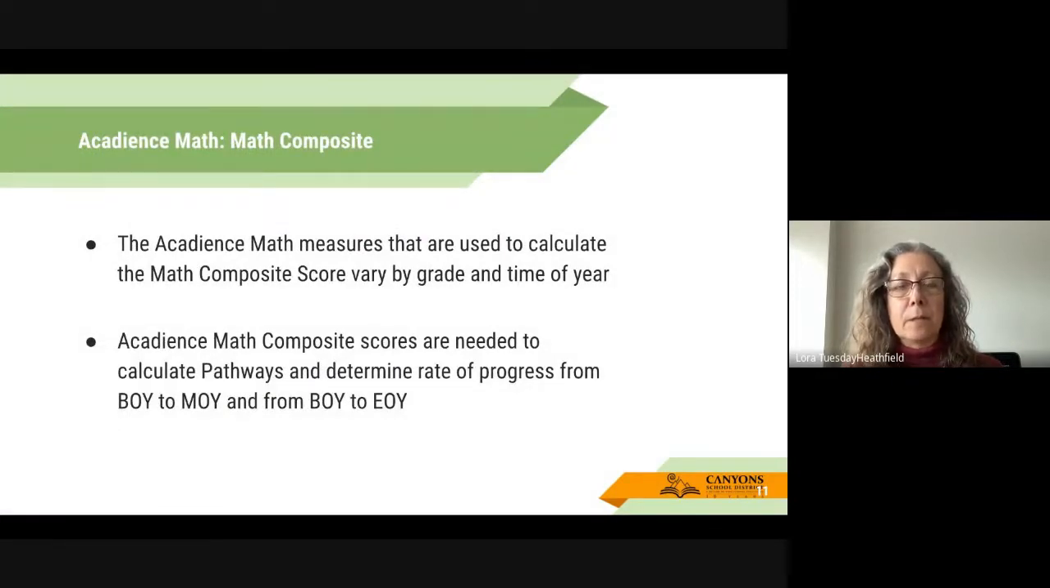So the math composite is made up of the various math measures that are administered at each grade level and each time of year, and they do vary. So you really can't compare a composite score from one test time to another test time because sometimes they're weighted differently at different points in time and different grade levels. But we do need the composite score to be able to calculate a pathway, and a pathway helps us determine whether a student is making typical progress or above typical or below typical progress, either from beginning of year to middle of year or beginning of year to end of year.